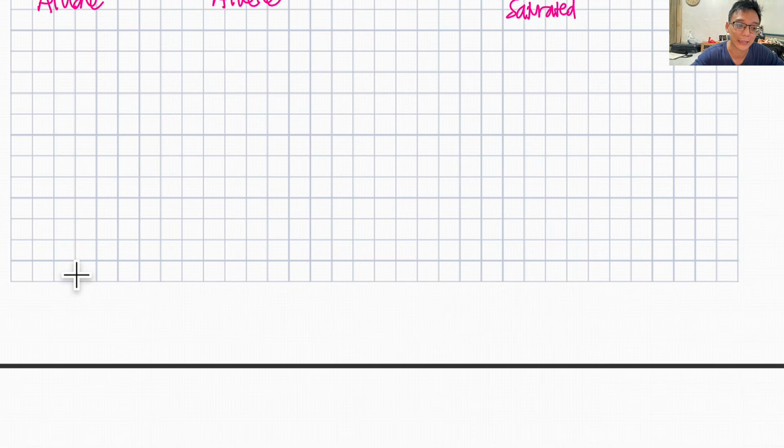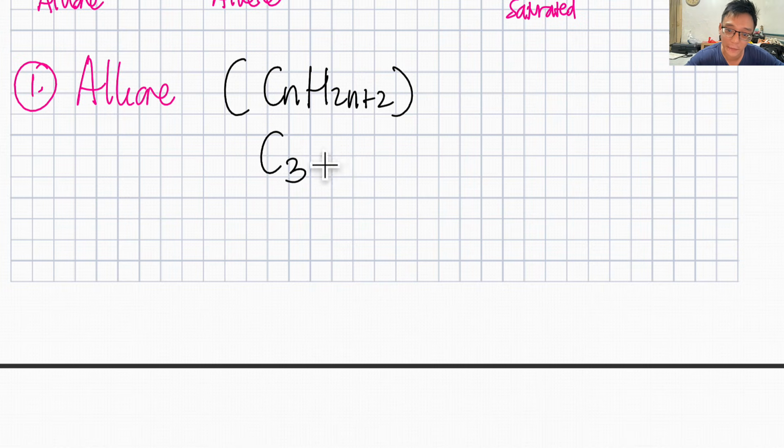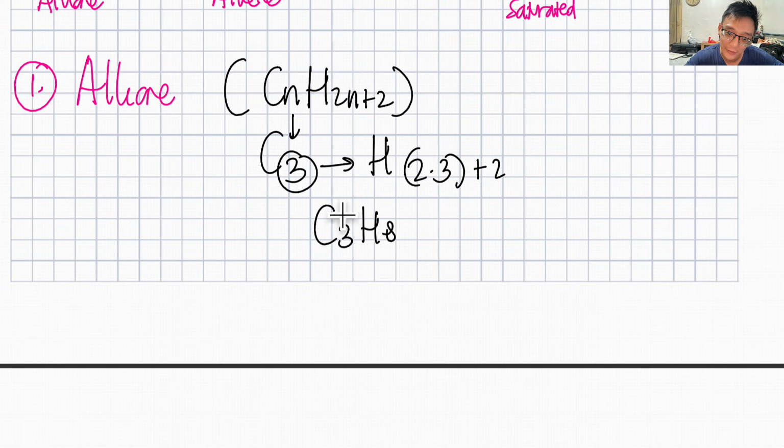Okay, now let's start with alkane first. For every alkane, we have a general formula. The general formula for alkane is CnH2n+2. Meaning that if you want to make an alkane that has 3 carbons, we can predict how many hydrogens it has. Because we choose 3 as the n, the number of hydrogens would be 2 multiplied by 3 plus 2, so it would be C3H8. This is the molecular formula.